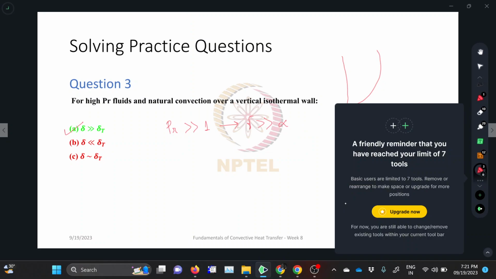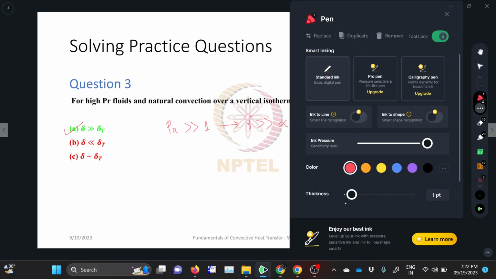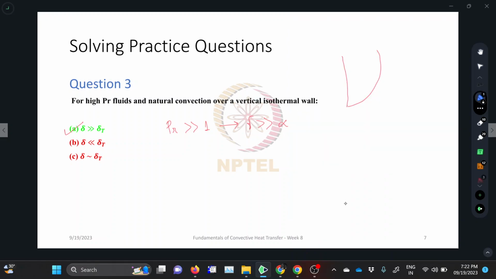Another pen. This is my wall at TW. This distance is delta T, and this one is delta. So since this nu is much greater than alpha, this delta would be much greater than delta T.